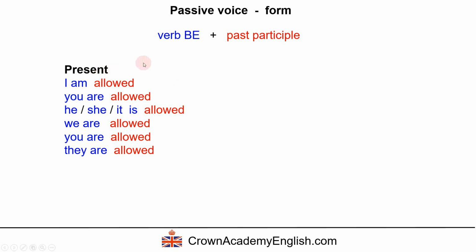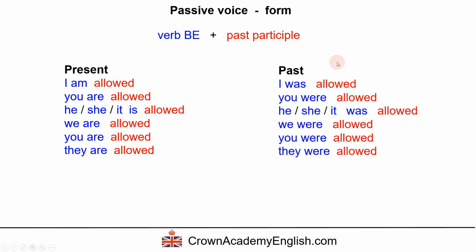So we can see that here. In the present tense of the passive voice, we have the verb be in the present tense. So everything in blue is the verb be in the present. I am, you are, he is, she is, it is, we are, you are, they are. So that is simply the verb be in the present tense. And the past participle doesn't change for all of them. Allowed, allowed, allowed. Okay, so I am allowed, you are allowed, etc.